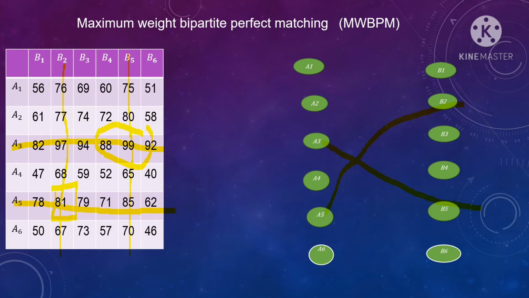Next, A2 to B3. This is the A2 and this is the B3. The number that we need to find is 74, because of A2 to B3.